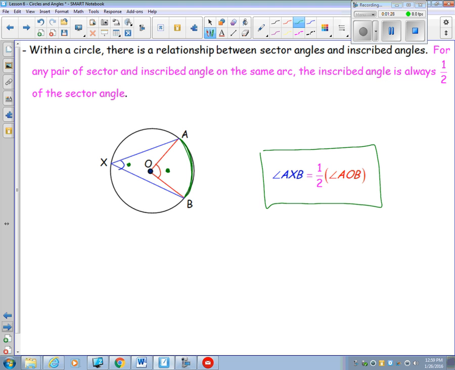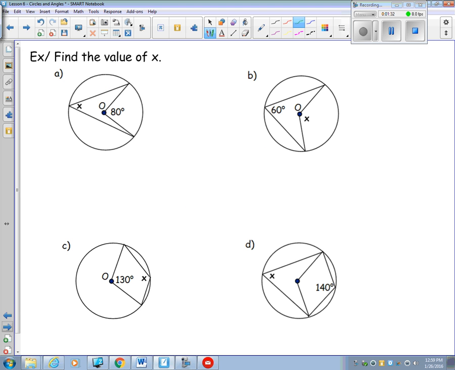Knowing that allows us to solve some problems with the angles inside circles. So if I look at the first example, I want to find the value of x. I notice that my sector angle is across from this arc, and the inscribed angle is across from the same arc, which means that x has to be half the size of the sector, or half of 80. So x has to be 40. Same idea, you try b.